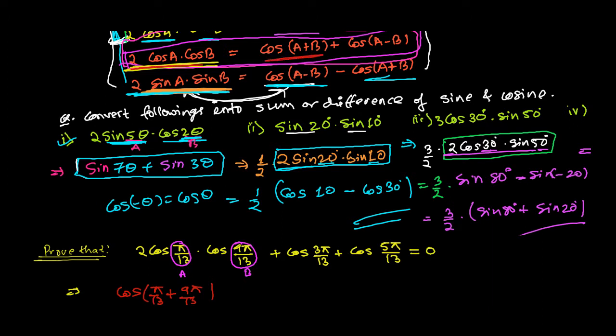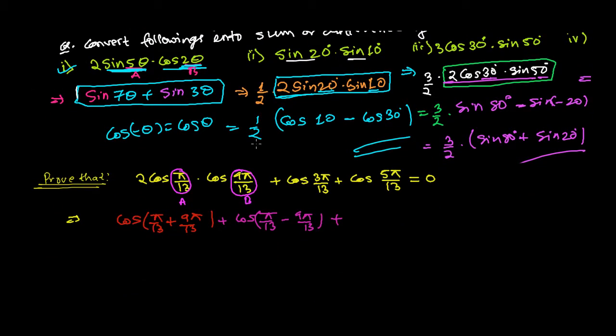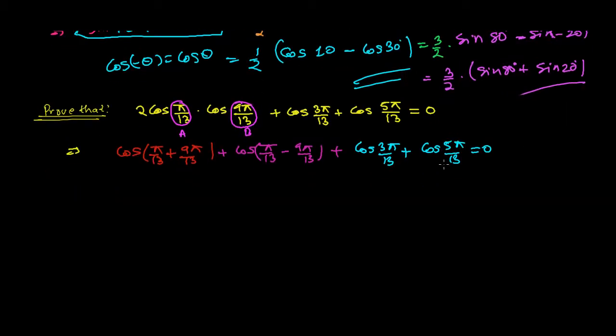Now let's write cos(a minus b), cosine of a minus b. Here it is pi over 13 minus 9 pi over 13. And now I'm writing these two terms as they are: cos 3 pi over 13 plus cos 5 pi over 13 equals 0. Now this is pi and this is 9 pi, so it will be 10 pi over 13.